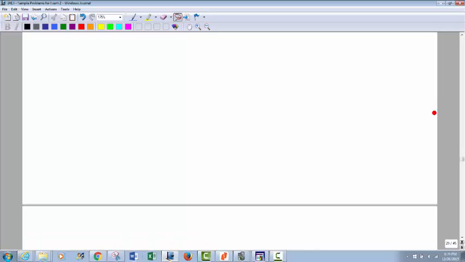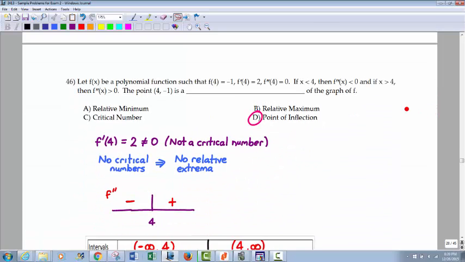Come down here. What does this say? f double prime of 4 equals 0. So now you're talking second derivative stuff. That pretty much indicates, well, I think point of inflection is about the only answer this could be, but maybe this would have been better with another answer choice. Well, actually, it depends on the rest of this, because remember, it's only a point of inflection if your concavity changes.